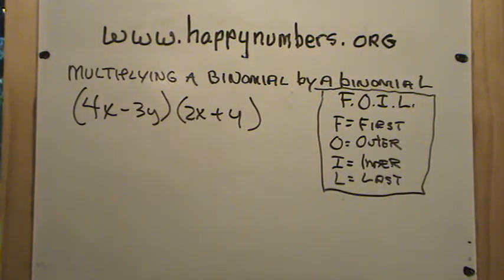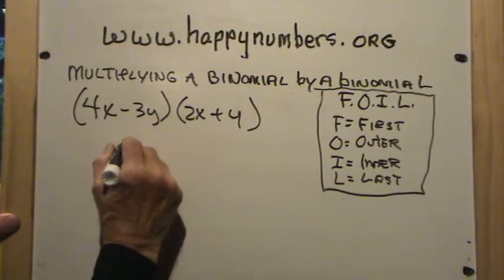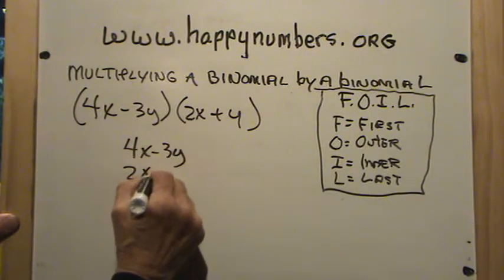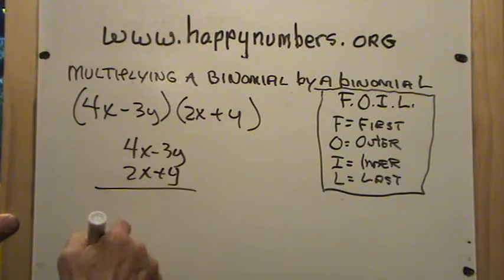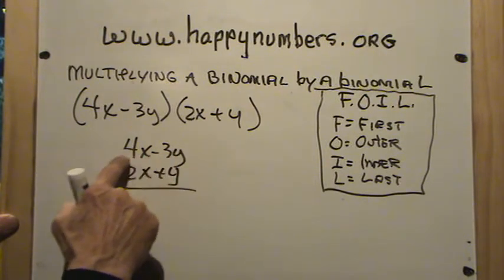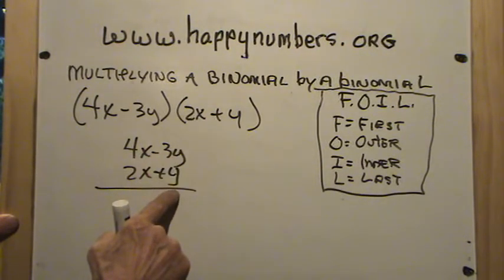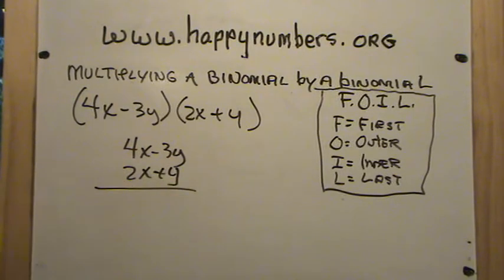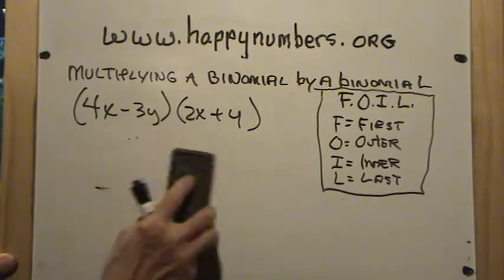Now in last lesson we did the same thing. We multiplied a binomial by a binomial, and the way we did that was, if we had a problem like this, we rewrote it and we multiplied every term in this binomial by the first term here, and then every term in this binomial by the term here. Well, today we're going to work on a little different method.